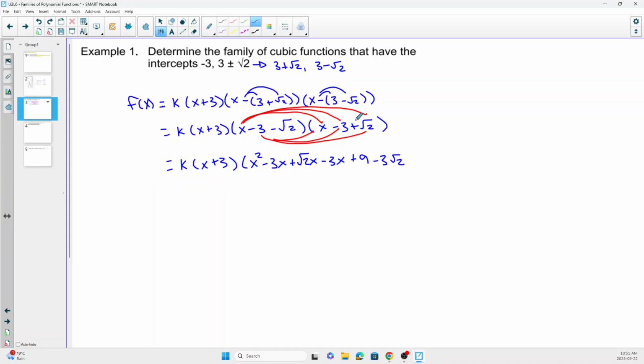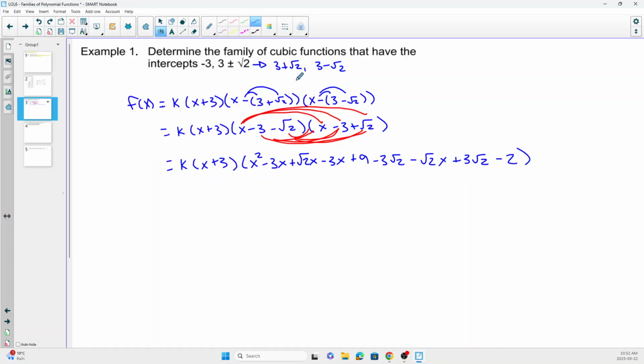3 root 2. And then last but not least, we've got to distribute these negative root 2's. So I have negative root 2 times positive x is minus root 2x. Negative root 2 times negative 3 is positive 3 root 2. Negative times a positive is a negative. Root 2 times root 2 is 2.